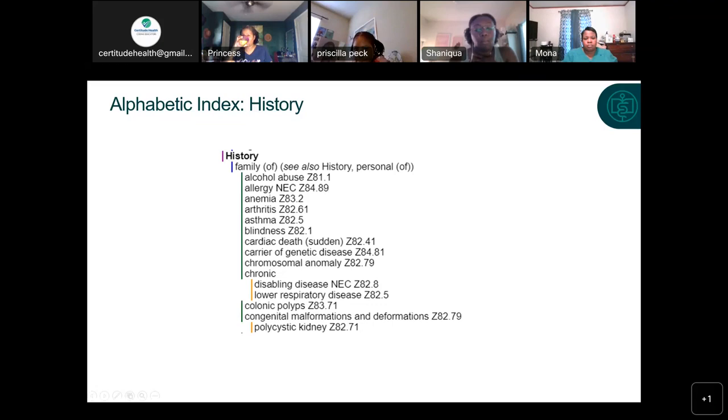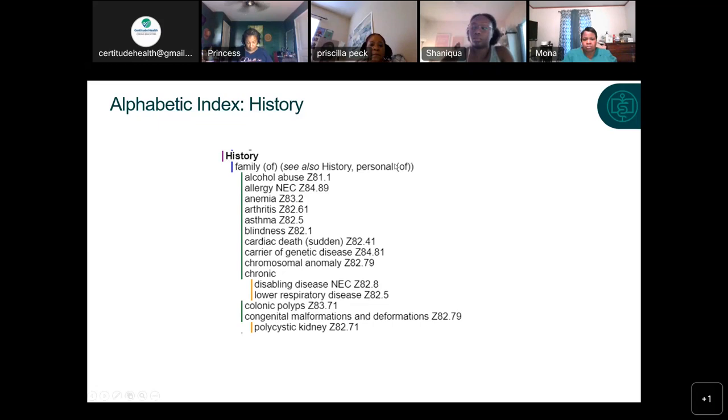So in this example, how you would utilize the index to diseases, which we walked through, just seeing the illustration here. The index to diseases uses an indented format. So you're going to have your main term of history, as you have here. Your main terms are listed in the alphabetical index in bold lettering with the subterms indented. While your main term here is history, you have a subterm of family history. You have a subterm of personal history of an illness. So if a patient has, let's say, a personal history of allergies or asthma or cardiac arrest, this is where you go to code that.